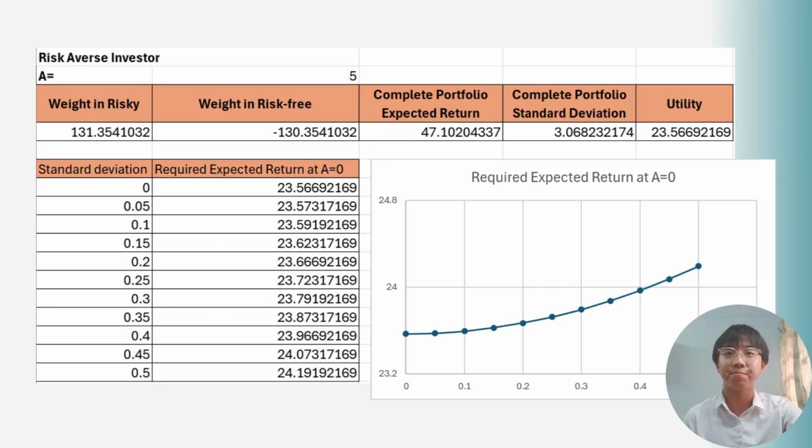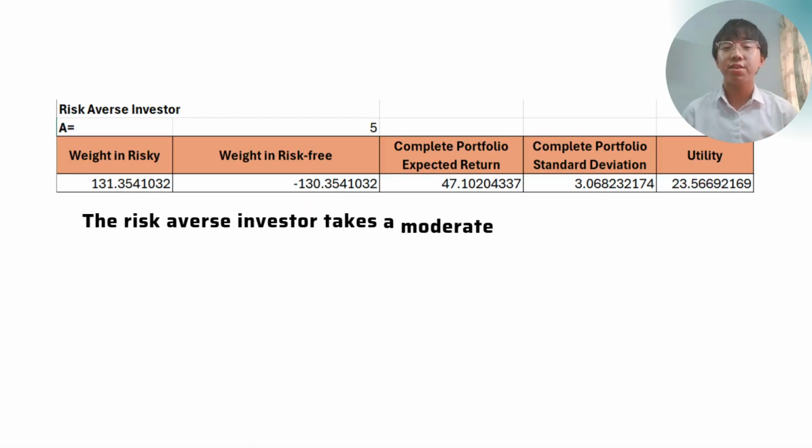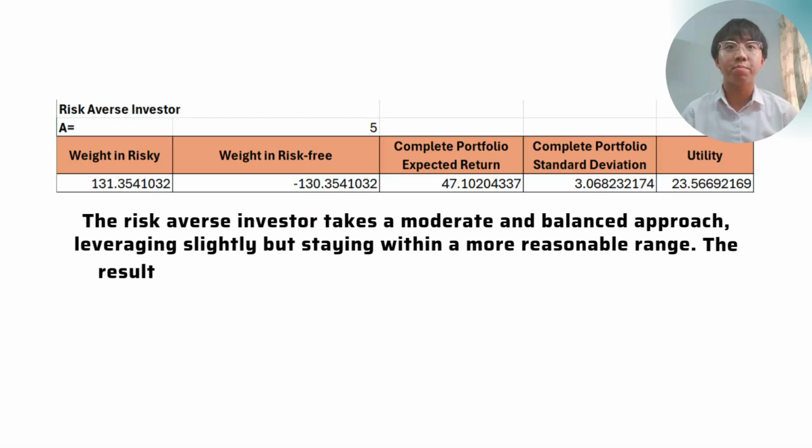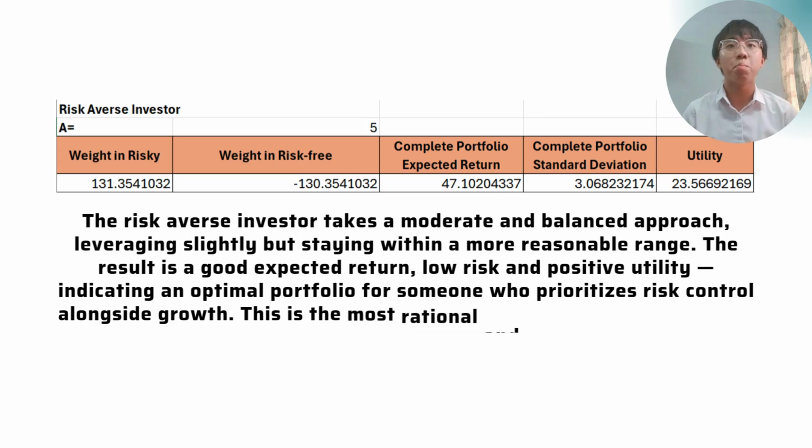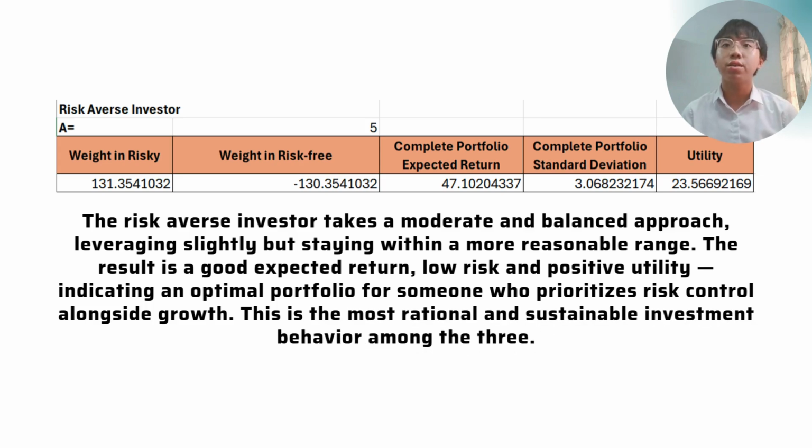The risk-averse investor takes a moderate and balanced approach, leveraging slightly but staying within a more reasonable range. The result is a good expected return, low risk and positive utility, indicating an optimal portfolio for someone who prioritizes risk control alongside growth. This is the most rational and sustainable investment behavior among the three.